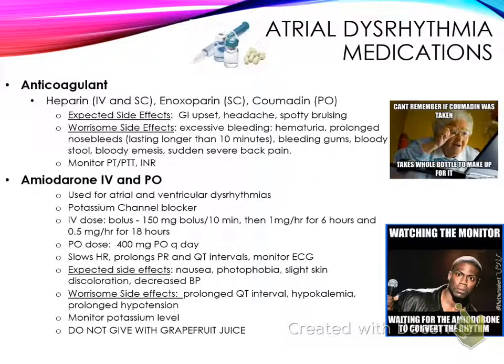If you're giving it IV, there's a bolus and then a continuous drip, and then it goes to a PO dose. So you may see it in any variety, but there is a PO and an IV dose. I'm not going to make you memorize this, but if you're on the units, just know that amiodarone does come PO, does come IV, and if they were on it IV, they get converted to PO, and they probably go home with it PO, and then they'll probably need to maintain it. But it does slow everything down, so we would want to continue to monitor the EKG. You're never going to give amiodarone and not monitor your EKG.